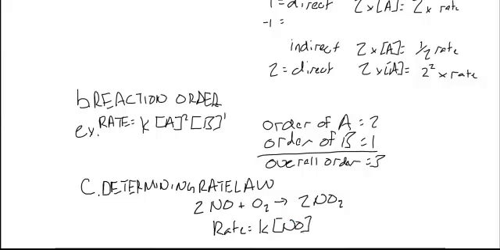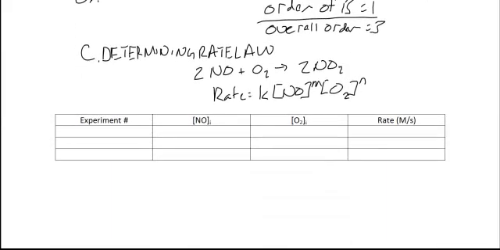And we can initially write our rate as being rate equals K times the concentration of NO raised to some value, times the concentration of oxygen raised to some value. And again, we're just going to write m and n here. If you can then jot this table in your notes.